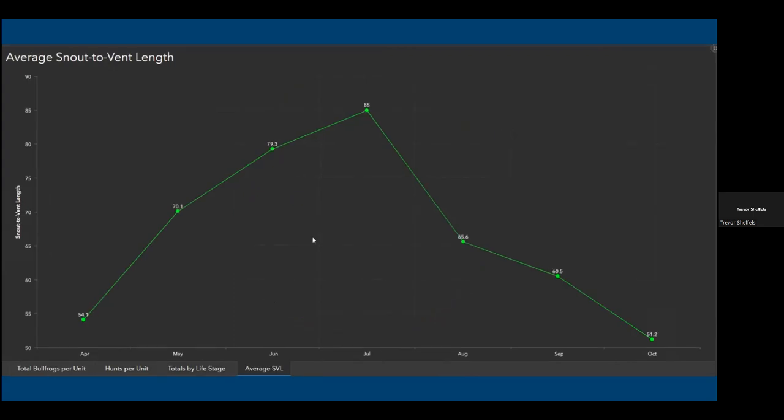Lastly, we're also curious about how bullfrogs and the bullfrogs we're catching change in size over time. So one metric we use to measure that is snout to vent length. And so with the data we collect, we're able to keep track of how the snout to vent length changes with the frogs we've caught over the course of one season.